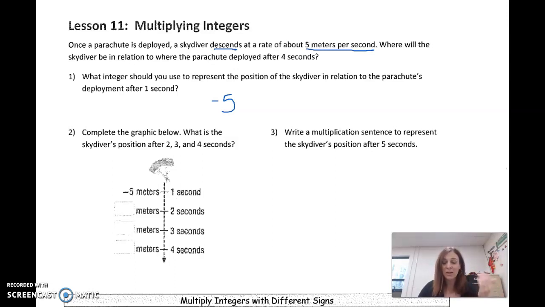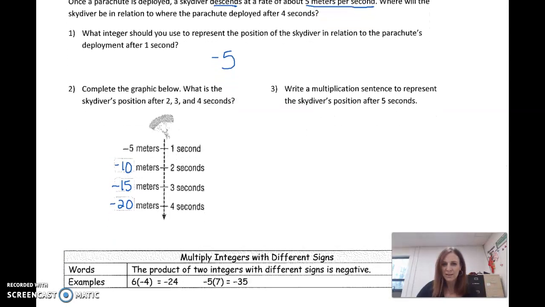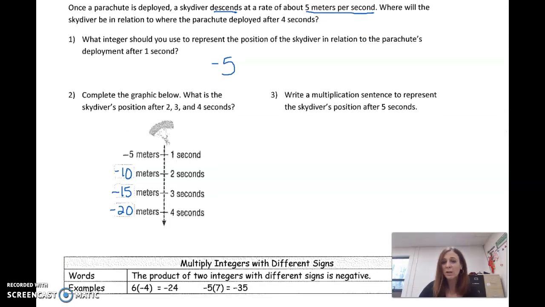So if we come down here, where is he after 2 seconds? Well, after 1 second, he dropped 5 meters. So after 2 seconds, he's going to drop another 5 meters because it's dropping 5 meters per second. So that would be negative 10. And after 3 seconds, that would be negative 15. And after 4 seconds, he's going to drop another 5, and that would be negative 20. Don't overthink this, okay? It says write a multiplication sentence to represent the skydiver's position after 5 seconds. Well, where do we think it's going to be?